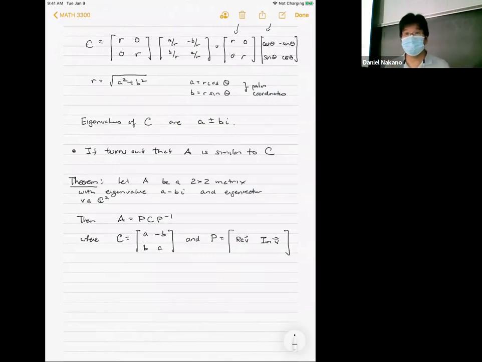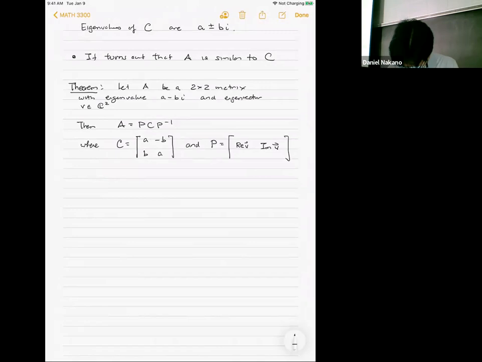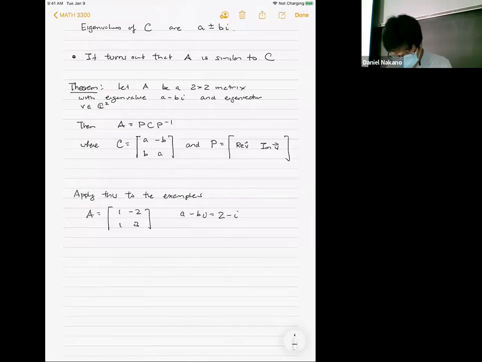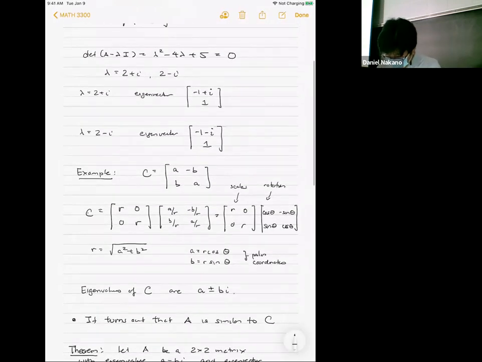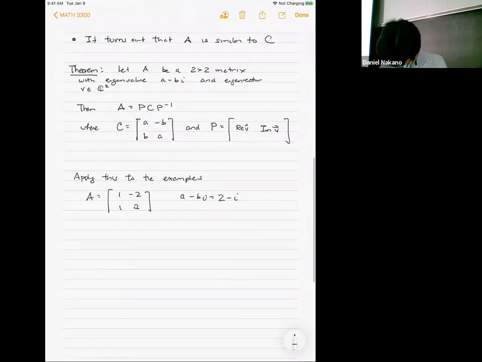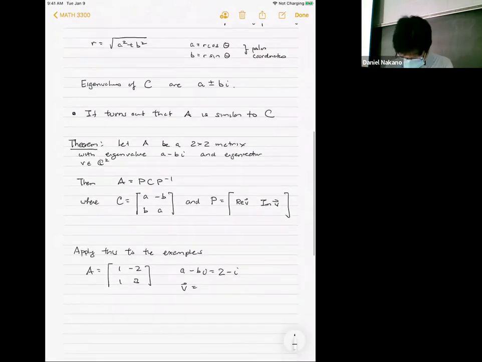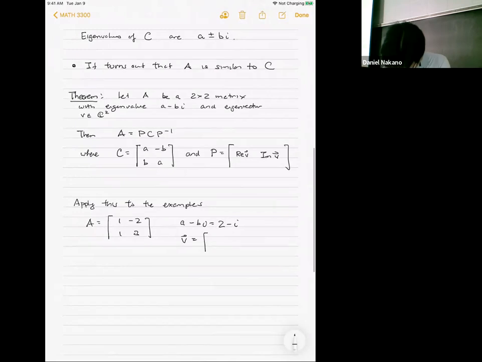Any questions on this? All right, so let's apply this to the examples. Remember in the first example, we have [1, -2; 1, 3]. And the eigenvalue is, let's just take this one, 2 minus i. And the eigenvector V, so I've got to go back up here, is [-1 - i, 1]. So this is an i over here.